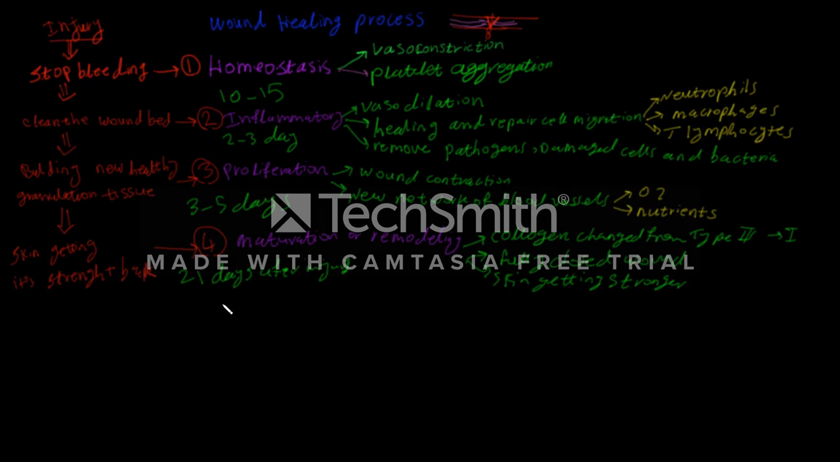So this one may take a year, 2 years, or even more. After 2 years, we get about 80% of the strength of the skin back. So still, we don't have a full 100% strength of the skin compared to an uninjured skin part. This is a very simple way to explain what's going on with wound healing. This is the wound healing process for acute wounds. It's not about chronic wounds.